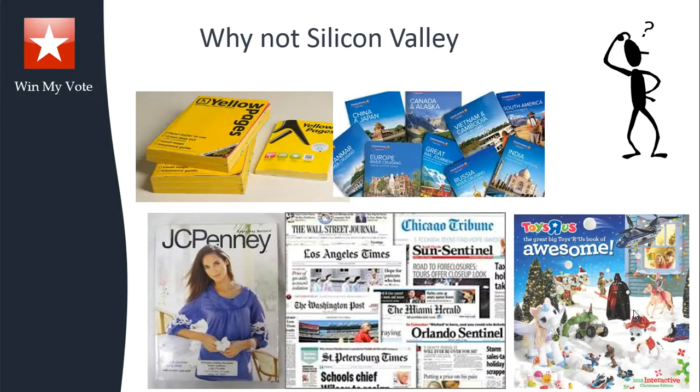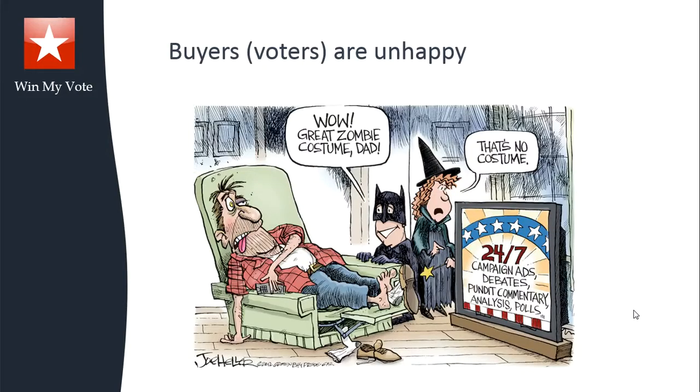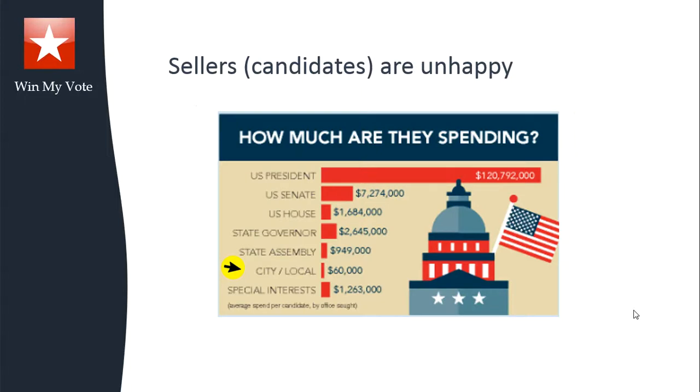So it kind of led me to think, why hasn't someone in Silicon Valley done this, right? I mean, every catalog under the sun has been disrupted and brought online. The money is certainly there, depending on how you count it. It's anywhere between $5 and $11 billion industry. The buyers, in this buyer and seller platform, the voters, are extremely unhappy. The sellers, the candidates, are extremely unhappy. A lot of people don't talk about that, but if you talk to any of the candidates, the one thing that they say is the worst part of the job is having to raise money. The reason that they leave the most often is because of that.